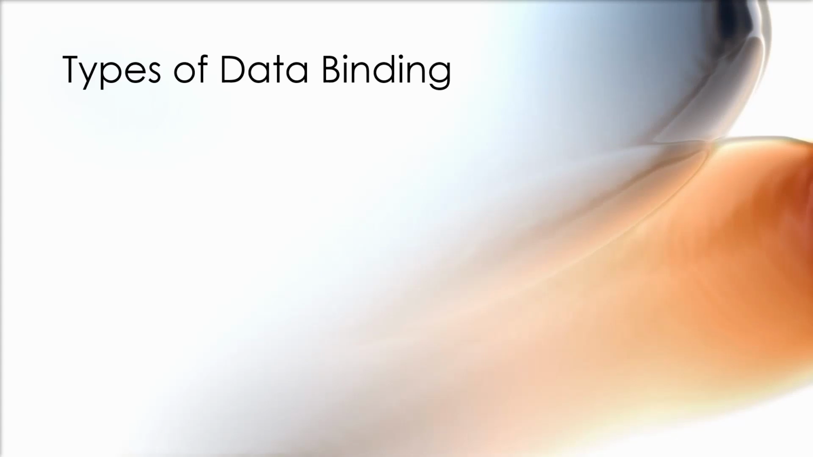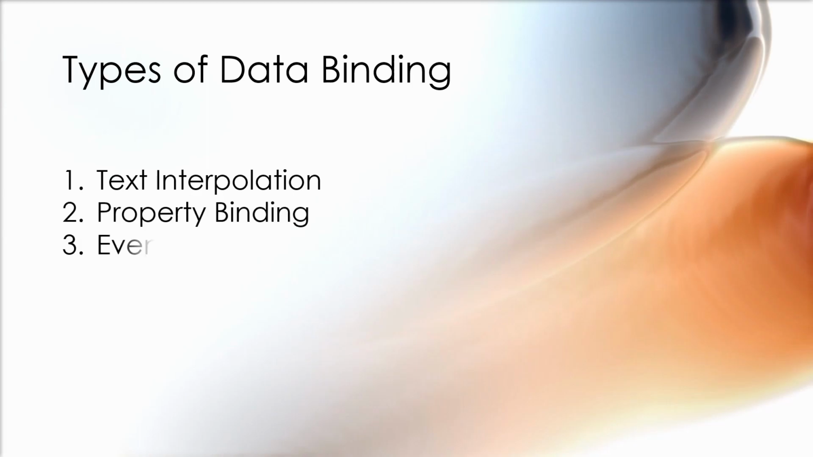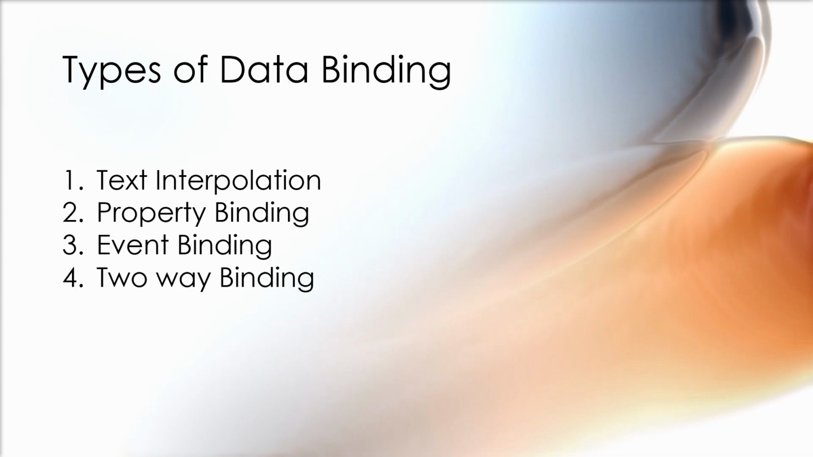What are the different types of data binding? There are four ways through which we can transfer the data between the template and the TypeScript file. First one is text interpolation or string interpolation. Second one is property binding. Third one is event binding, and the last one is two-way binding. You don't need to memorize this because these things are going to be used so much in your code that you don't have to memorize them separately.